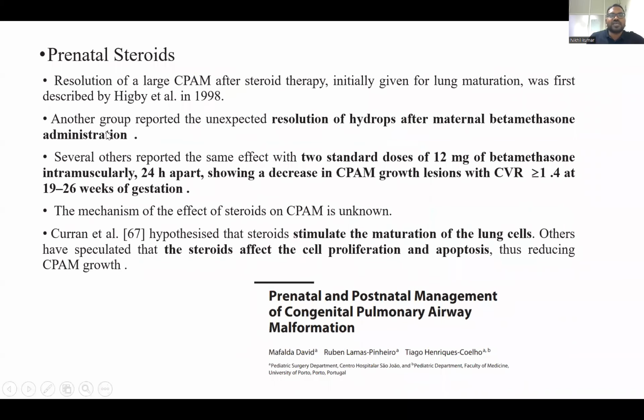So the role of prenatal steroid: resolution of the hydrops after maternal betamethasone administration was noted. Several other reports have the same effect with 2 standard doses of 12 milligrams of betamethasone intramuscularly 24 hours apart, showing a decrease in the CPAM lesion growth with the CPAM volume ratio more than 1.4 at 19 to 26 weeks of gestation. But the mechanism of how the steroid works in decreasing the size of the CPAM is not known. The probable reason may be that it stimulates the maturation of the lung cells, and another possible cause could be that the steroid affects cell proliferation and apoptosis, thus reducing CPAM growth.